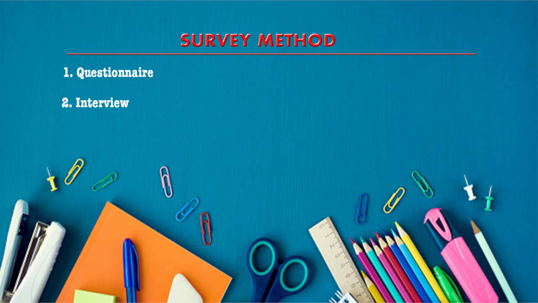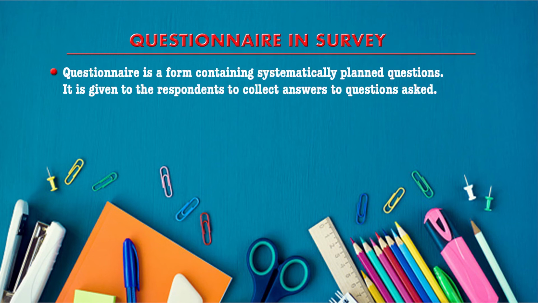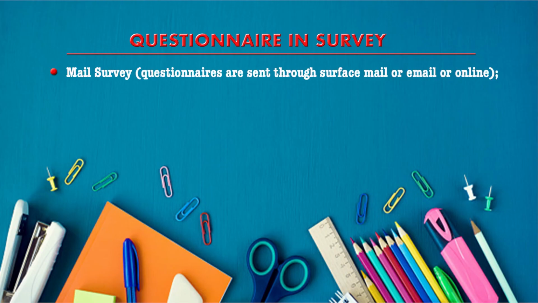Now there are two instruments which can be used by the researcher for collecting information in the survey method. They are questionnaire and interview. Now questionnaire in survey method, questionnaire is a form containing systematically planned questions. It is given to the respondents to collect answers to the questions which he is asking. And there are two types of surveys which are conducted using questionnaires. One can be through mail.